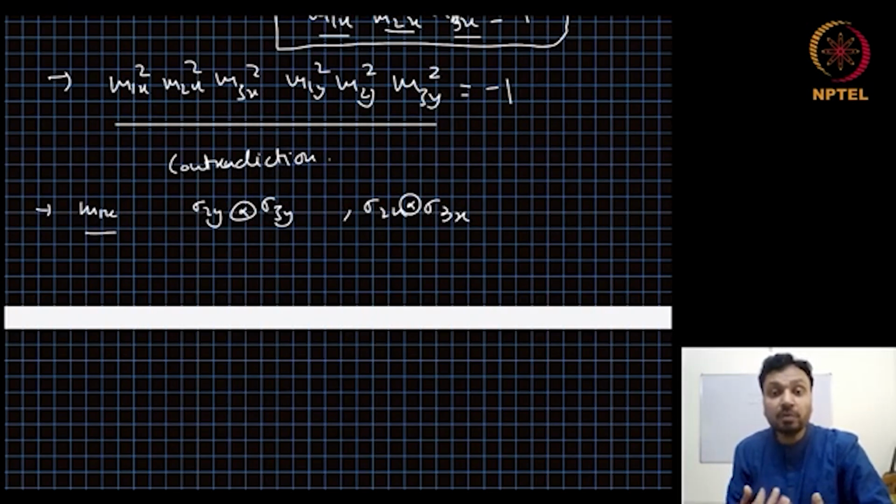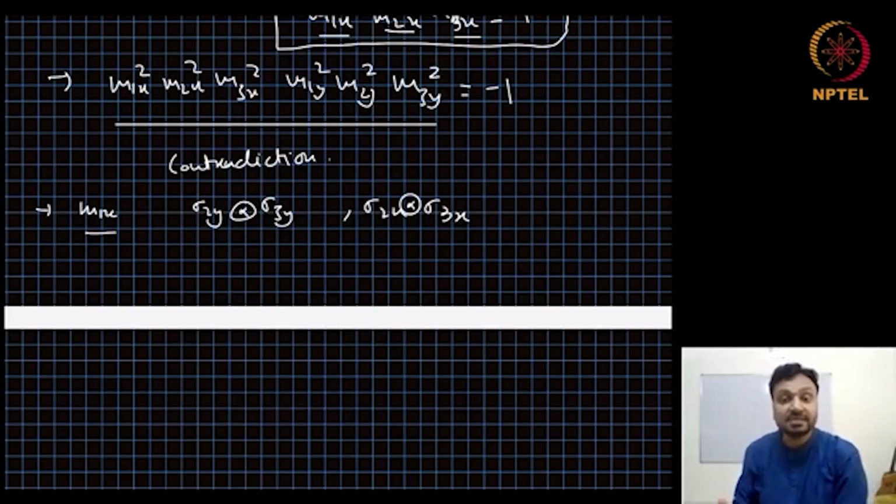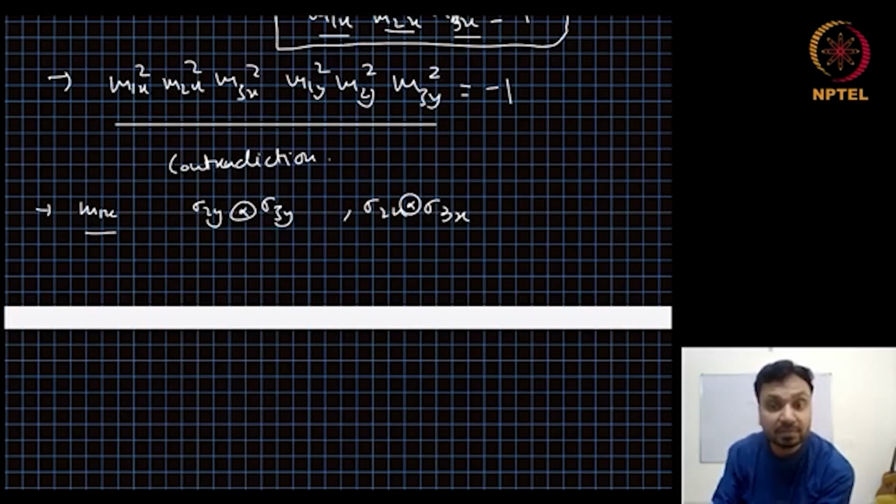So the outcome of a measurement is highly context dependent. Whether we are performing measurement of sigma 2y, sigma 3y or sigma 2x, sigma 3x, that will tell us what was the outcome of the measurement on the first particle.